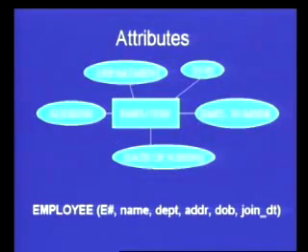So here the object is employee and all the features are E, name, department, address, date of birth, and joining date. So just have a look at how I specified them in an entity relationship model. The object employee has been indicated in a rectangle. The features are indicated in ellipses. So this is a single object. This is how the attributes of an object are indicated in an entity relationship model.